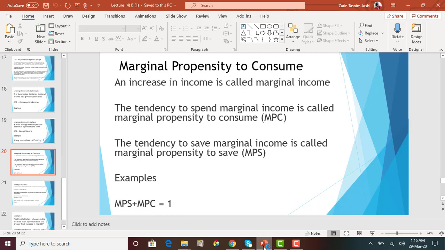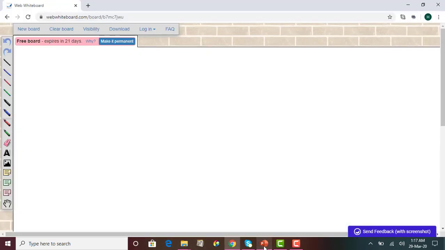Okay, so the tendency to spend the extra income you're getting, how much of that extra income are you going to be spending? Similarly, the marginal propensity to save is the tendency to save your additional income. So if you're getting additional income, how much from that income are you going to save? And that's also known as MPS. And also, like previously, MPS plus MPC will always be equal to 1. So let me do an example again.